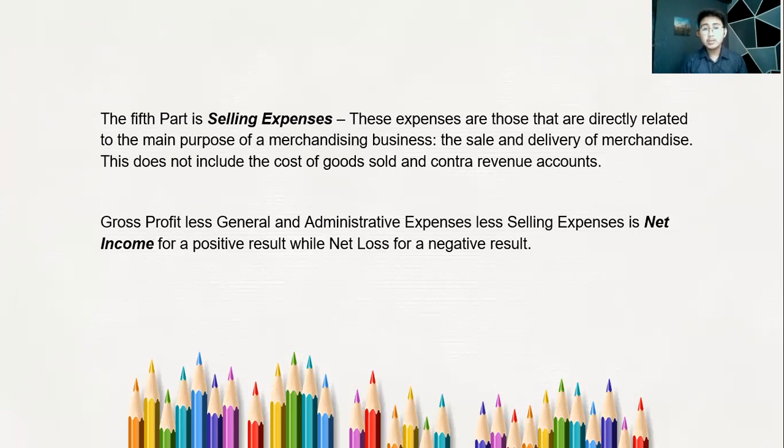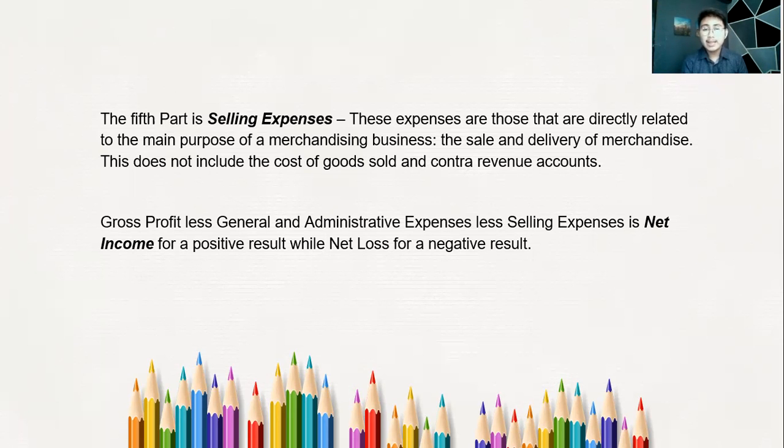And we also have the fifth part, which is the selling expenses. So these expenses are those that are directly related to the main purpose of merchandising business. So ito po yung mga expenses natin na nagamit natin sa isang kumpanya para ma-sell yung isang produkto at isang serbisyo. So this does not include the cost of goods sold and contra revenue account.